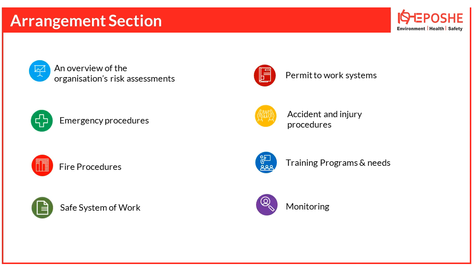Arrangements section. This section deals with specific systems and procedures that will help to implement the policy. This section will give detailed information on how health and safety aims will be achieved through the implementation, maintenance, monitoring, and review of preventative and protective measures.